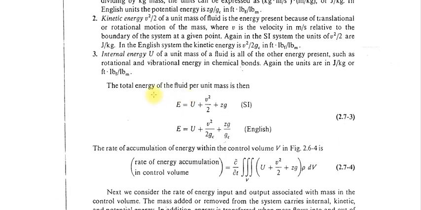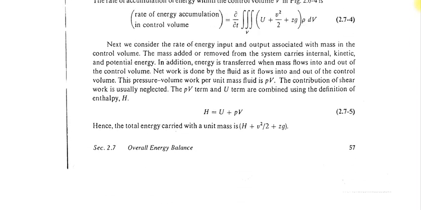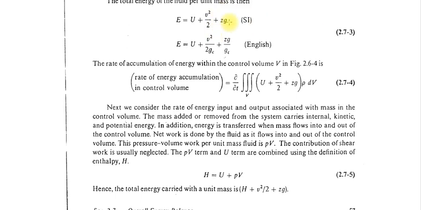Here the total energy per unit mass is E. Total energy can be written as U plus V square by 2 plus Zg. U is the internal energy, V square by 2 is the kinetic energy, and Zg is the potential energy per unit mass of the system. Here this is in English units, where this is divided. This is the total energy.